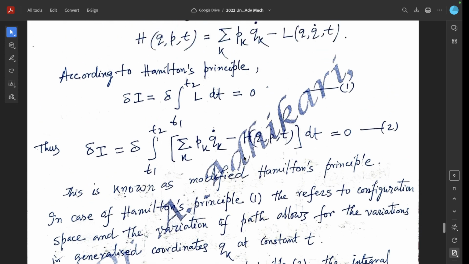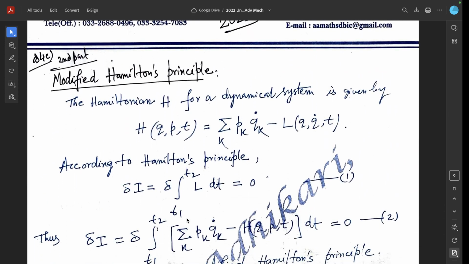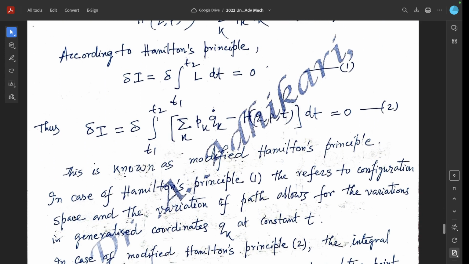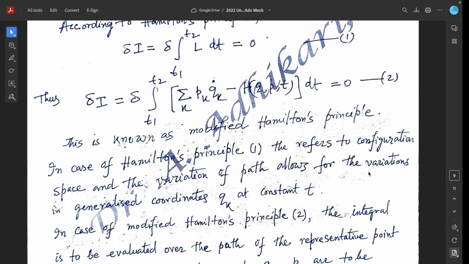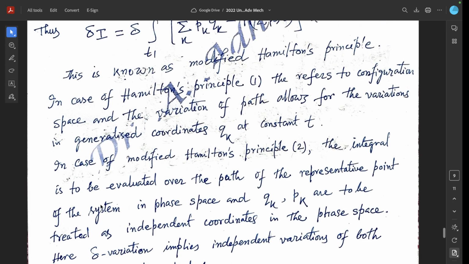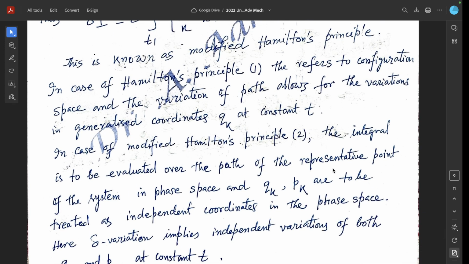Equation 1 is the Hamilton principle, and equation 2 is the modified Hamilton principle. The former refers to the configuration space, and the variation of path allows for the variation in generalized coordinate q_k at constant time t. In the modified Hamilton's principle, the integral is to be evaluated over the path of the representative point of the system in phase space, and q_k, p_k are to be treated as the independent coordinates in the phase space. Here, the small delta variation implies independent variations of both q_k and p_k at constant time t.